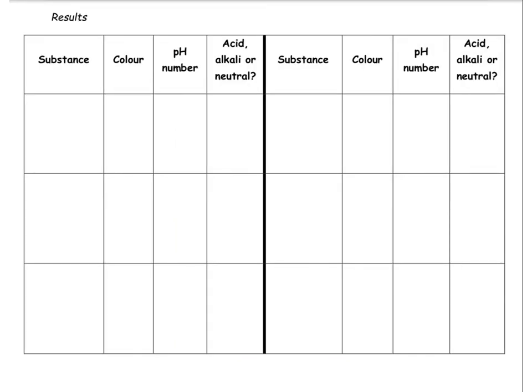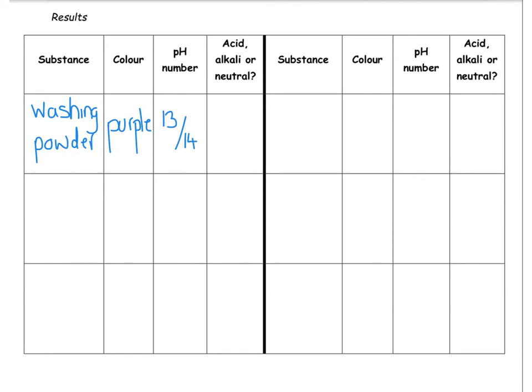Now let's just check that we have filled in our results table correctly. And I'm only going to talk about the first sample. Now the first sample that Mrs. Cummings tested was washing powder. So you should have filled in the substance name in the first column. Washing powder turned universal indicator a purple colour. And when we held that up to the pH chart, we could see that that would correspond to a pH 13 or 14. And like I said, it's very difficult to match it exactly.